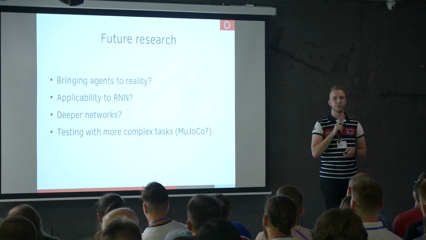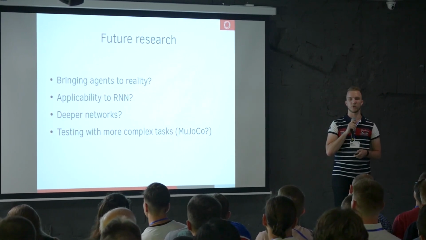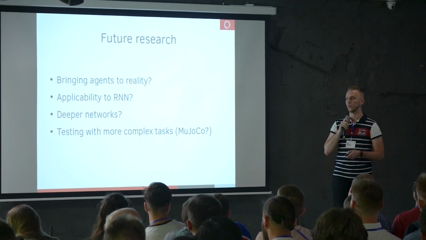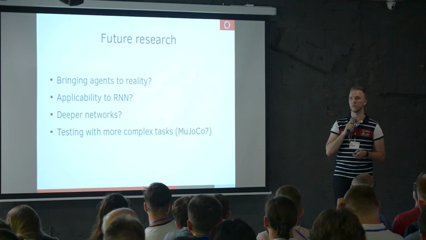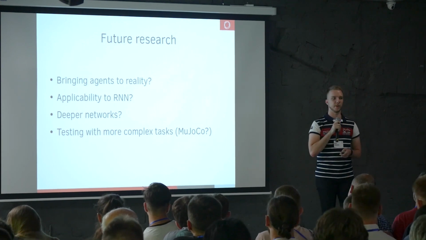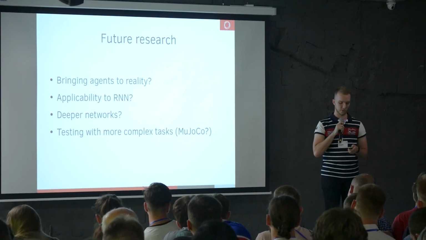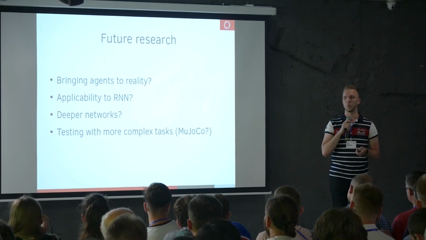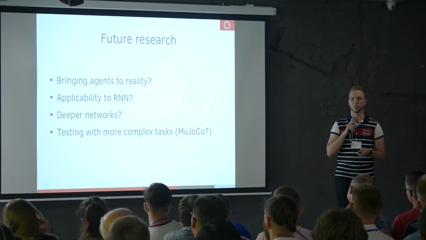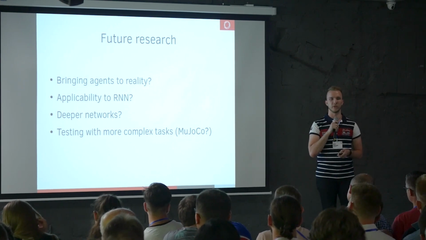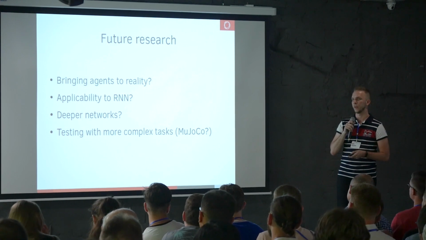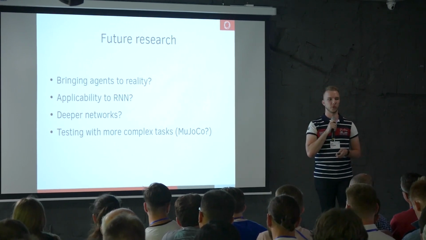And also, the interesting topic is the applicability of crossover to recurrent neural networks, because Uber in their paper claims that it is applicable to any LSTM model and so on. So I'm interested in how it will work with recurrent networks, because with recurrent neural networks, everything gets complicated. And with deeper networks, I hope it will also work well.